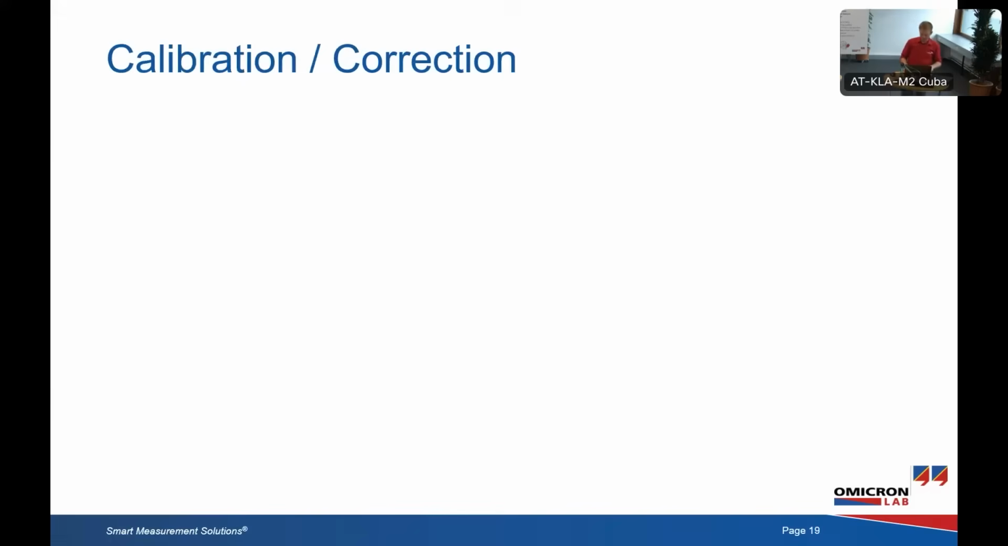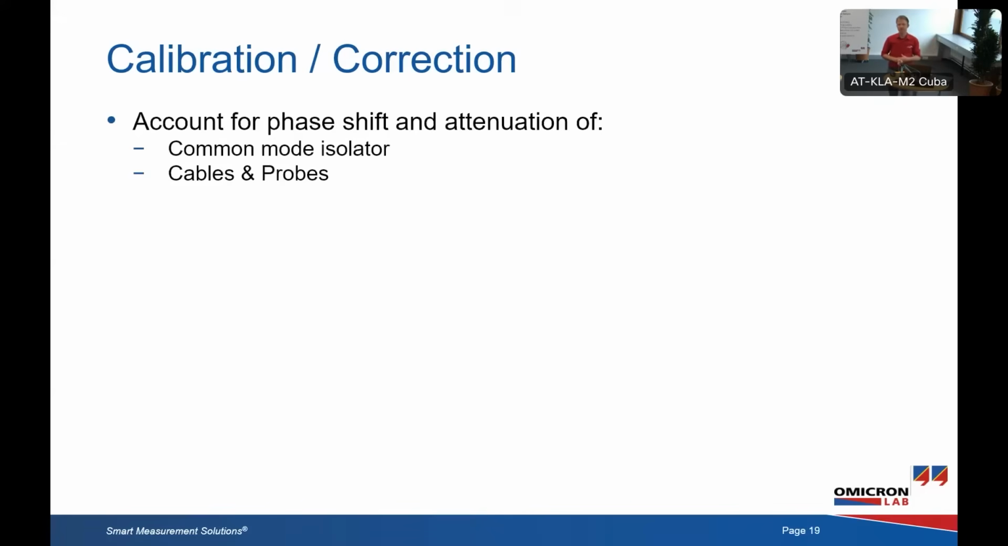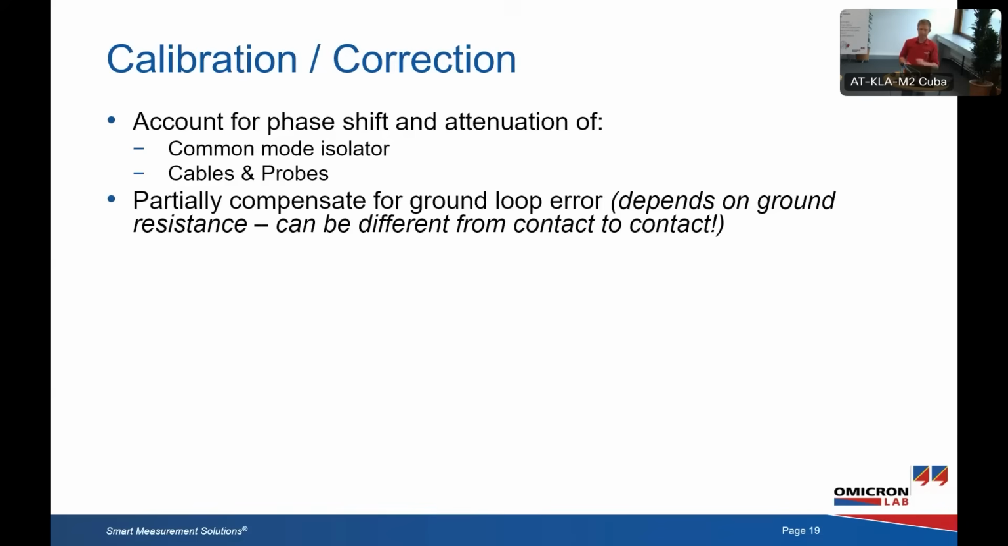There is calibration and correction. With calibration and correction, you can account for the phase shift and the attenuation of the cables, the common mode choke, the probe, and also slightly compensate the ground loop error. You cannot totally get rid of the ground loop error because the ground loop error depends on the contact resistance, and every time you contact, it will be slightly different, so you cannot correct it completely. Every time you move the probe from through to short to device under test, it will be a little bit different, so it's really tricky to correct it.